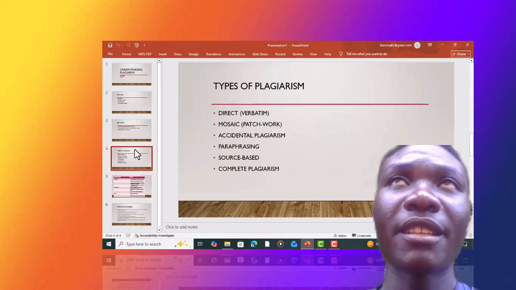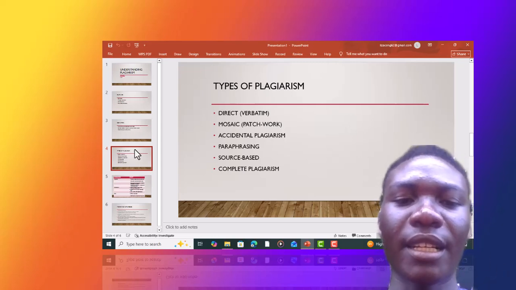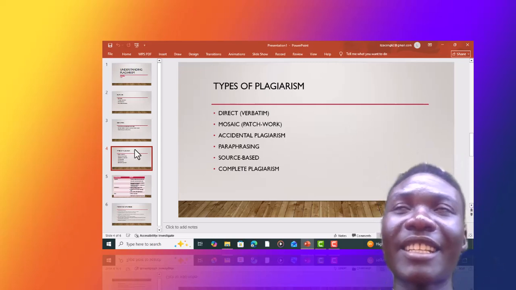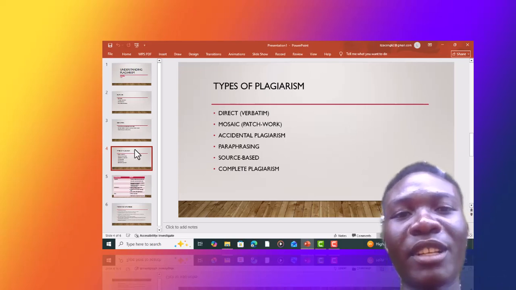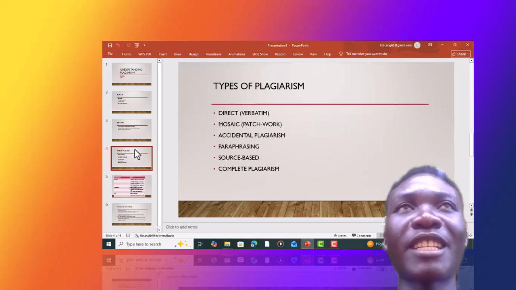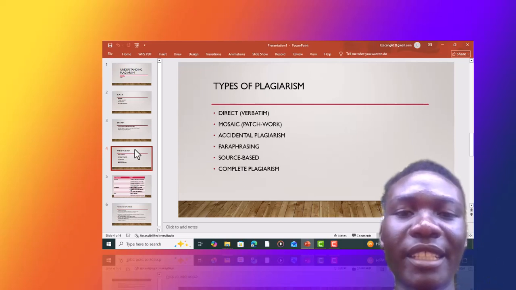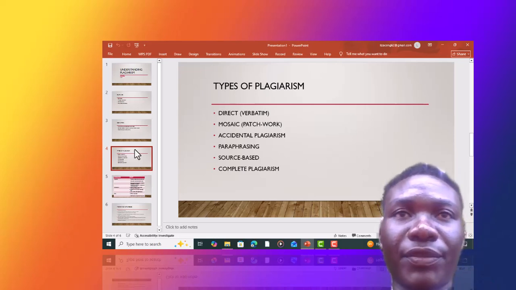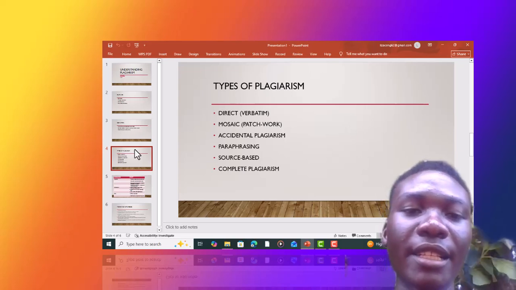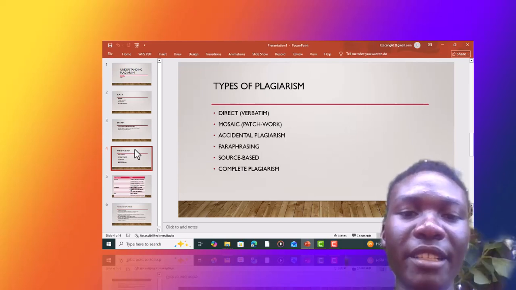And then we have the source-based plagiarism. With source-based plagiarism, you cite a source which doesn't exist, like using someone's work, but you are citing a different scholar. So it doesn't really make sense, and in most cases it brings in a lot of contradictions. Also at the university, we shall even look at the consequences of plagiarism and then how we can prevent them.